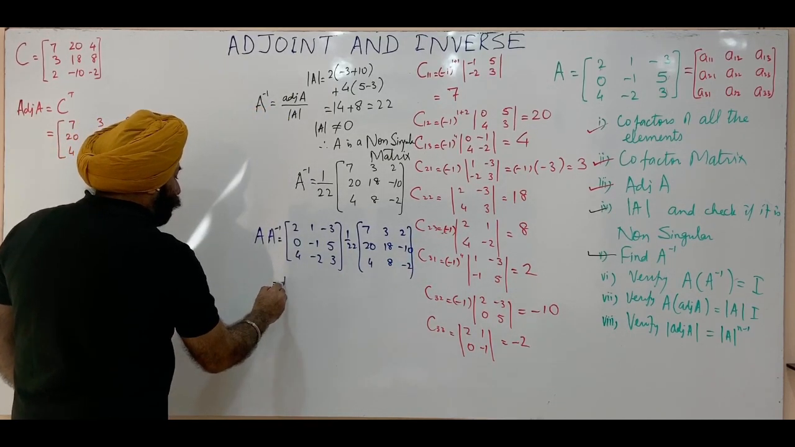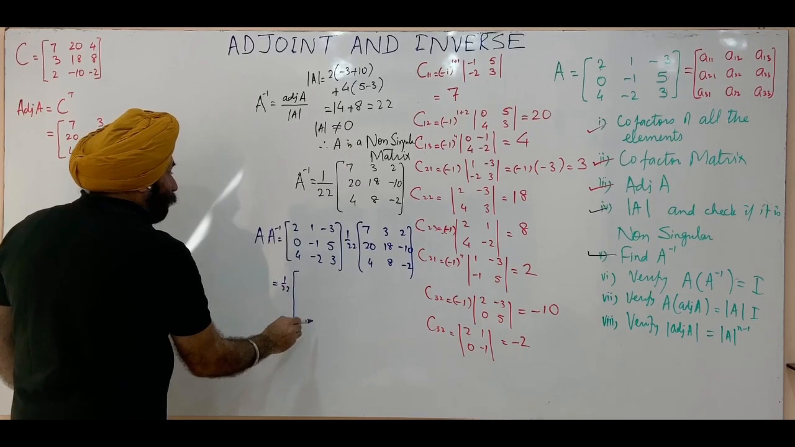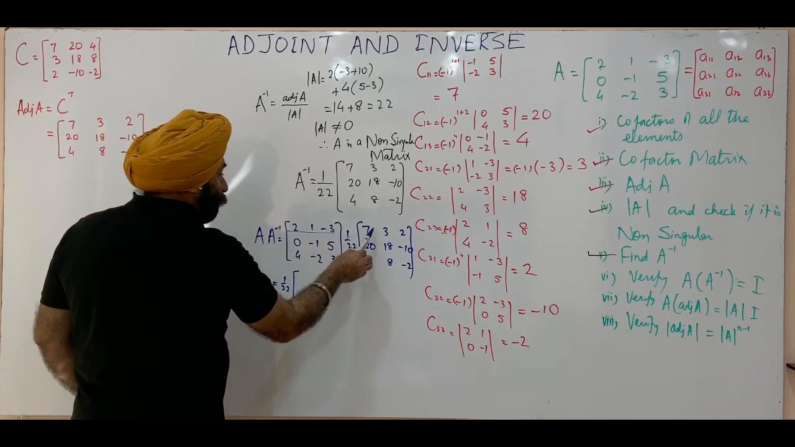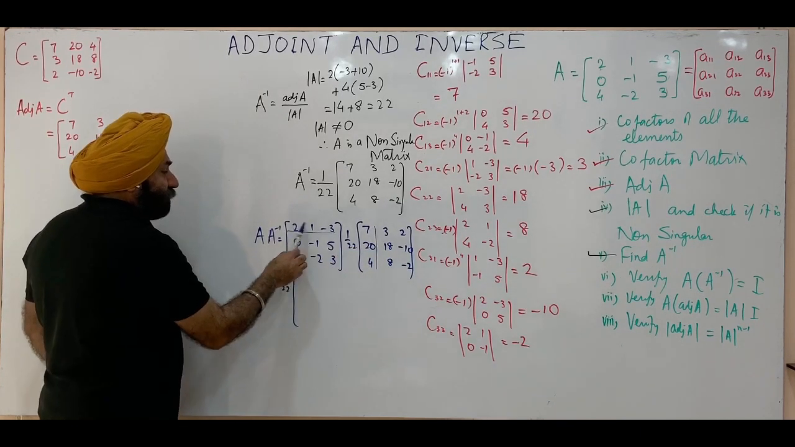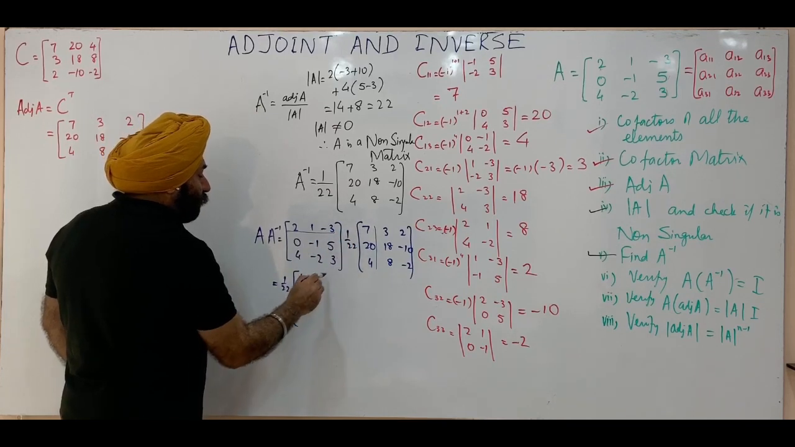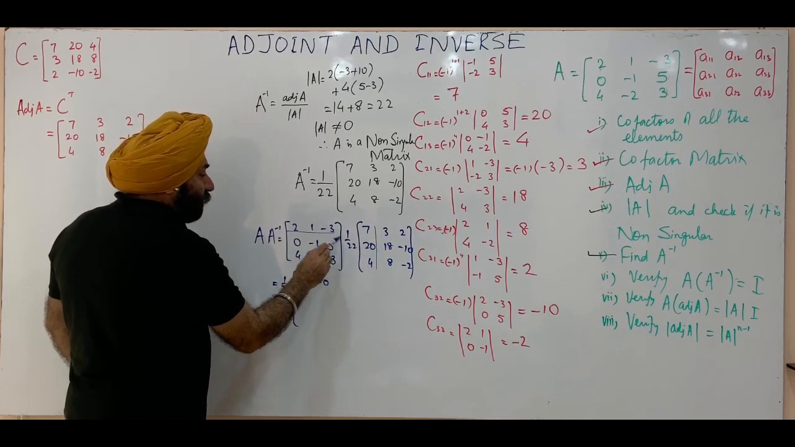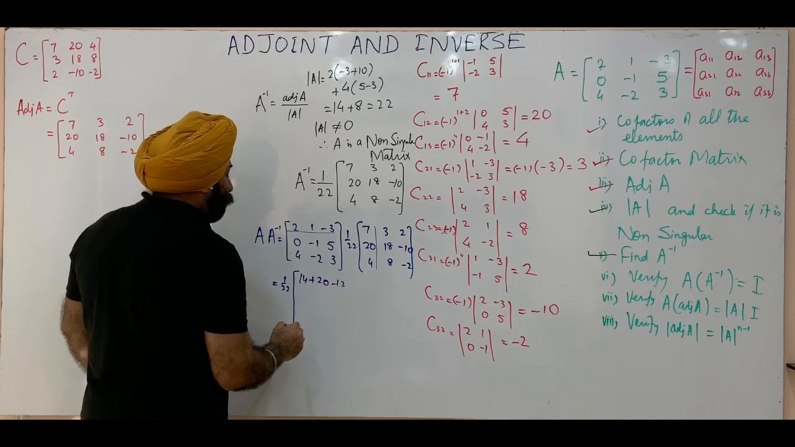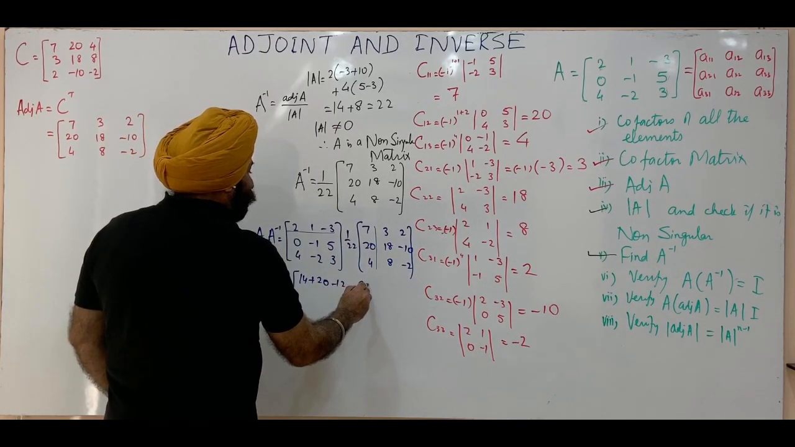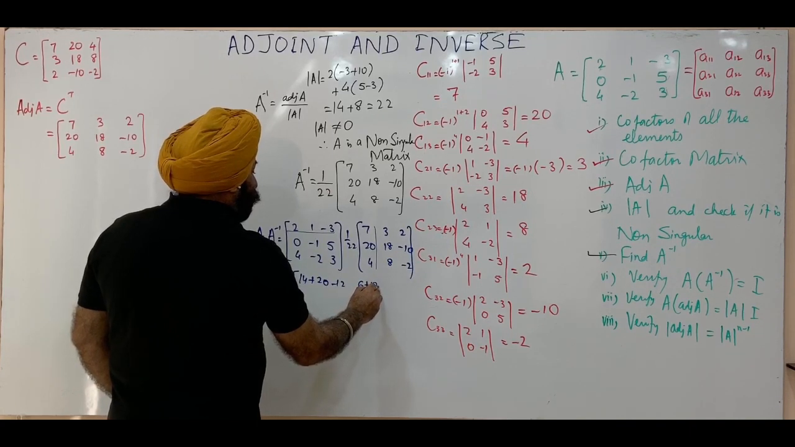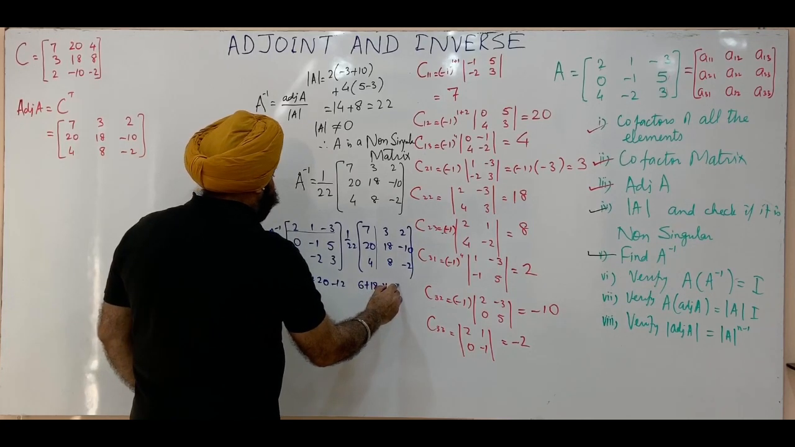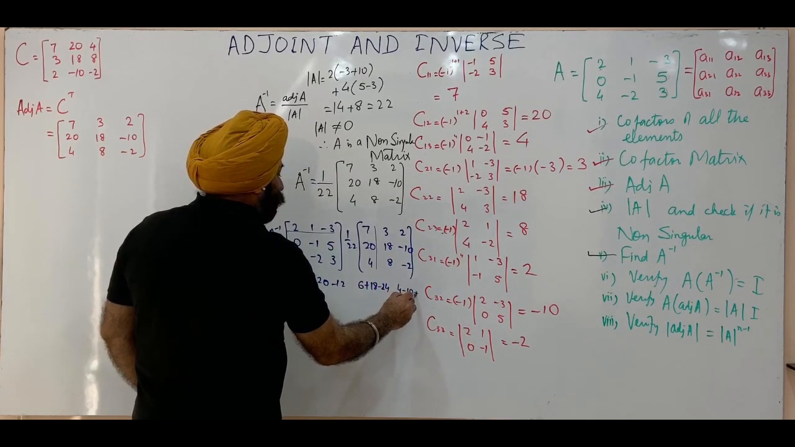Let's write 1 by 22 outside. So we multiply first the elements of the first row with the first column. This is 14, 2 into 7 plus 1 into 20 and minus 3 into 4, that's minus 12. Next element: 2 into 3, that's 6, plus 18 and minus 24. Then 2 into 2 is 4, minus 10 and plus 6.